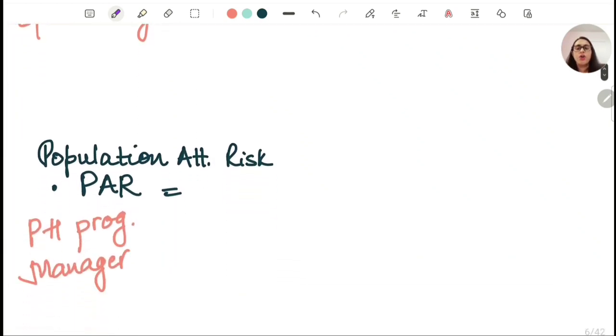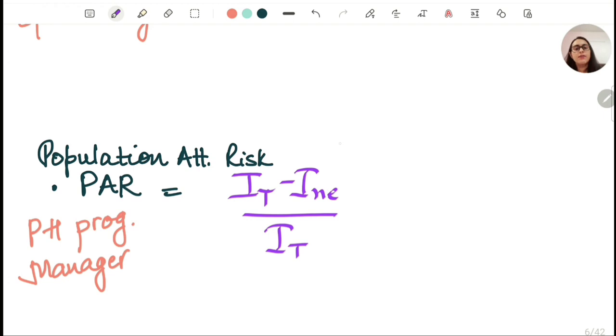Now the next definition is of population attributable risk. So there are three strengths of association in the cohort study: the relative risk, attributable risk, and the population attributable risk. Population attributable risk is talking about the population, that means incidence of total minus incidence of non-exposed divided by incidence of total. That means if we remove the risk factor, then there will be a reduction in the disease. For example, if we ban smoking, how much reduction in lung cancer is observed? That is the population attributable risk. It is used by the public health program manager.